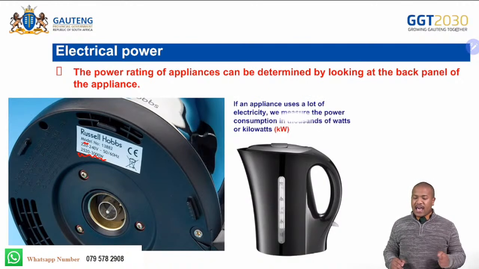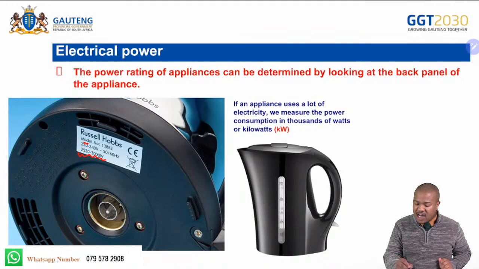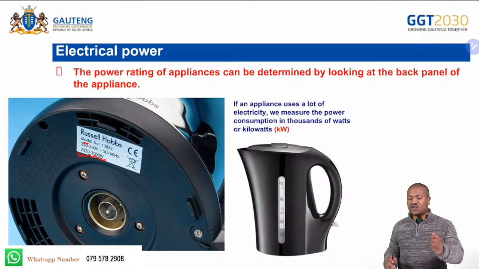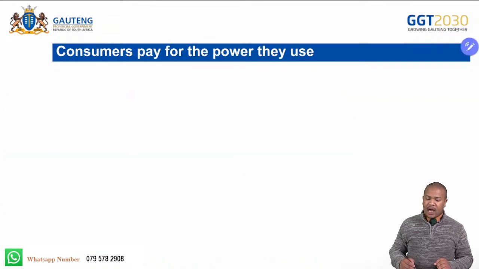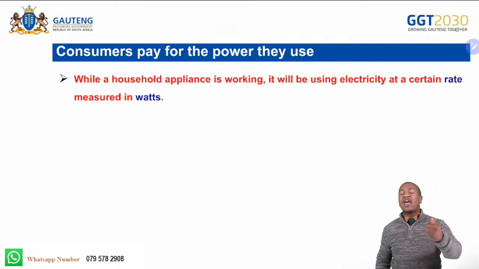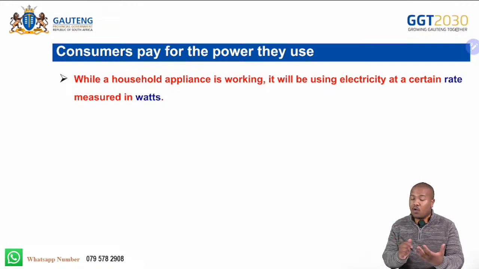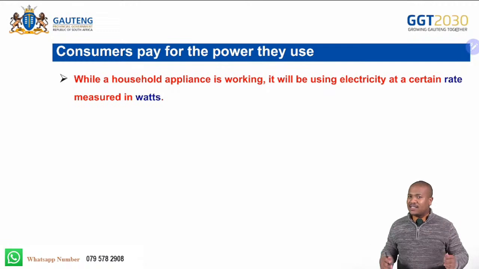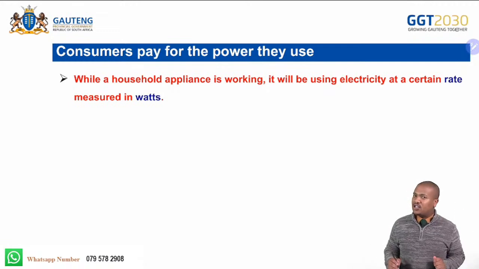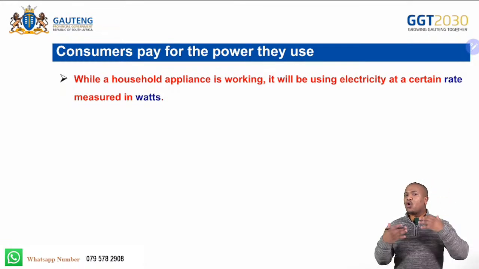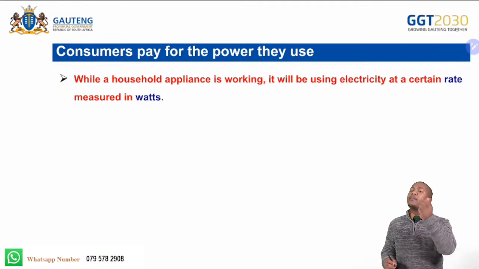So it means if an appliance uses a lot of electricity, then we measure the power consumption in thousands of watts or kilowatts. And we're going to talk more about that. Now, consumers pay for the power they use. So often at home they say, go and buy electricity, and they write you down a meter number. Go and buy electricity. Oh, here's an electricity bill. So on and so on. This is because we pay for the amount of power we use.